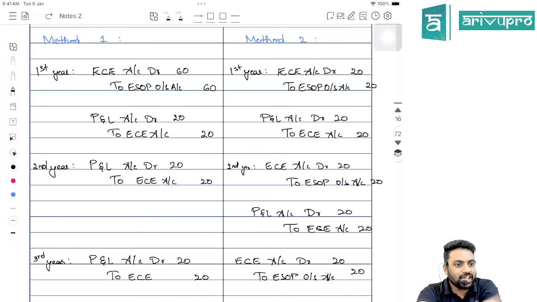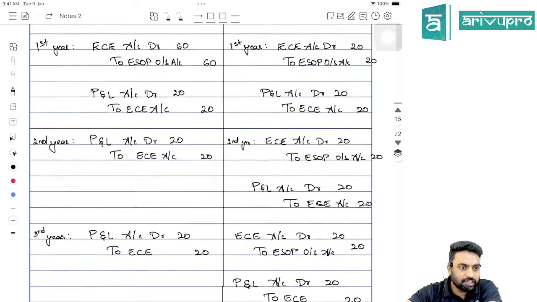So now if you see the balance sheet, in the liability side there will be an ESOP outstanding account 20, asset side nothing because we have created 20, written off 20. So first there also it was 60 and 40, net was 20, here also it is 20, which means whatever method you follow it's not going to affect. Okay. Next, second year again we created the remaining 20. So ECE to ESOP outstanding, P&L to ECE. Next year again we created 20. So like this we created 20, 20, 20, total 60. Liability side it will be 60, asset side nothing. So this is the second method.